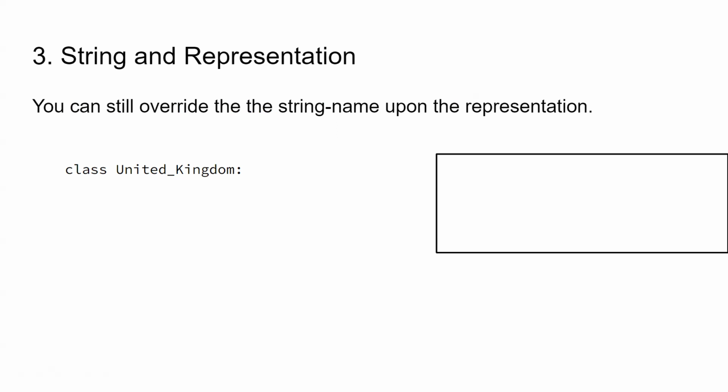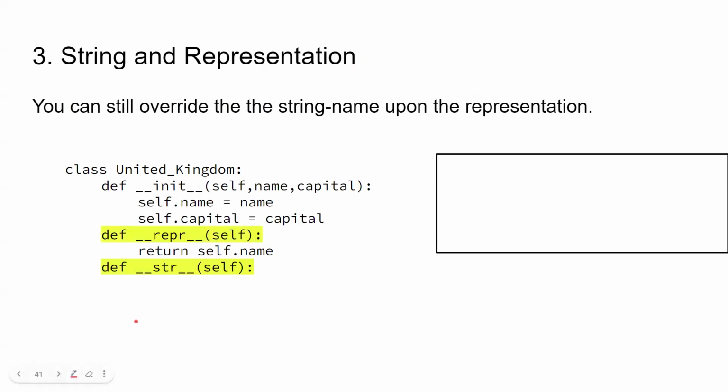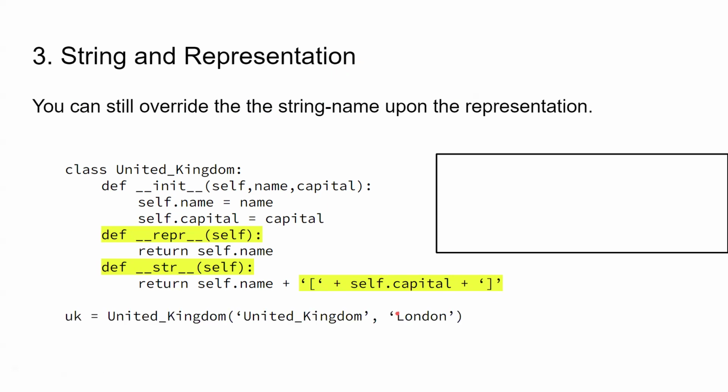However, I want to make the representation and string name different, and both readable by humans. So I will have my third method, representation and string together. The string is two underscores, str, and two underscores, so it's like string. This time I return United Kingdom, and then square brackets containing the capital of this country.